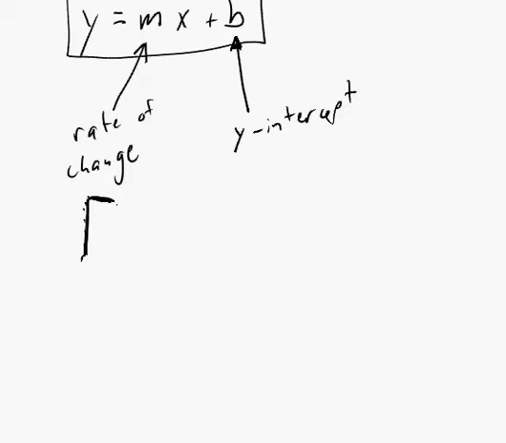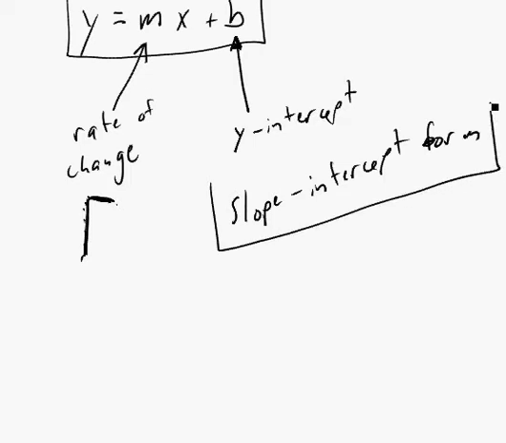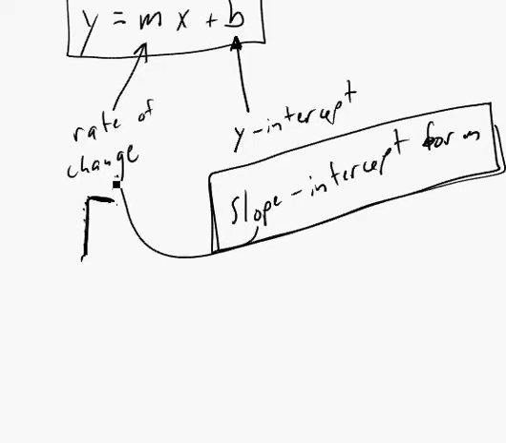This equation, y equals mx plus b, is what we call slope-intercept form of a line, because this form tells us two pieces of information. Now, the word slope is really just the same thing as the rate of change. It's how steep the line is. And the intercept refers to the y-intercept. So y equals mx plus b is slope-intercept form, where the slope, or the steepness of the line, is the rate of change, and the y-intercept is this number here.